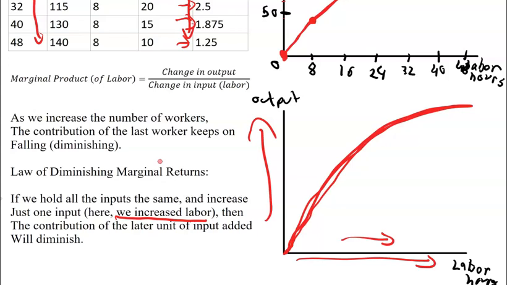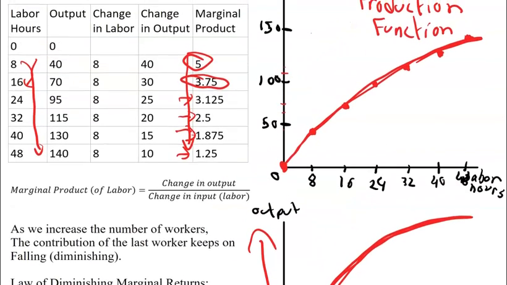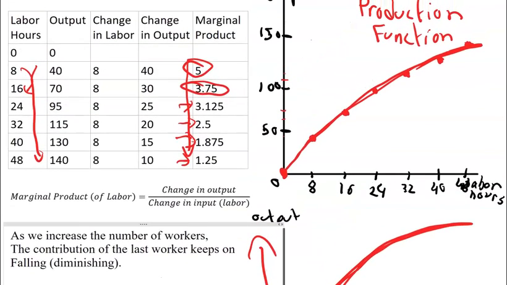Now, why does this happen? Instead of thinking about farming, let's think about a group project. Let's say you're supposed to do a group project. If you have 2 people working on it, you know exactly what to do.